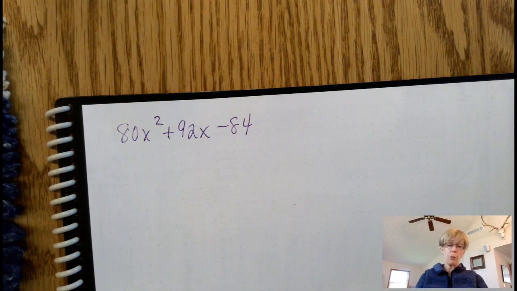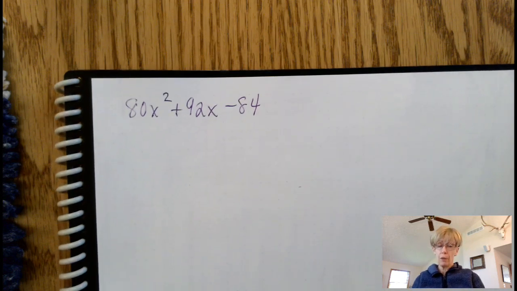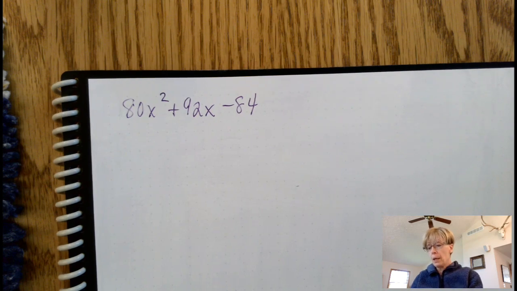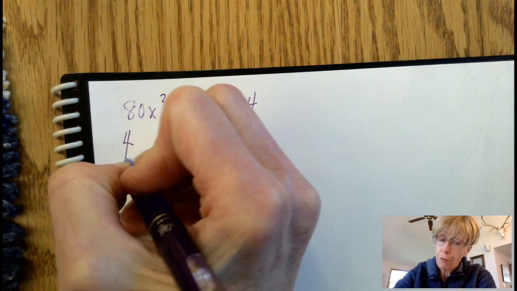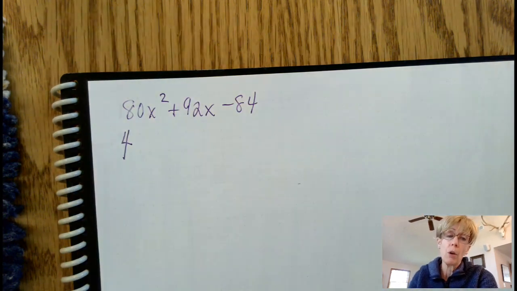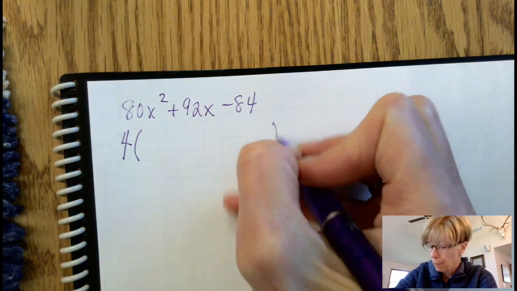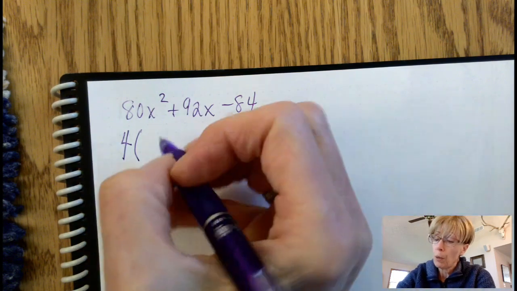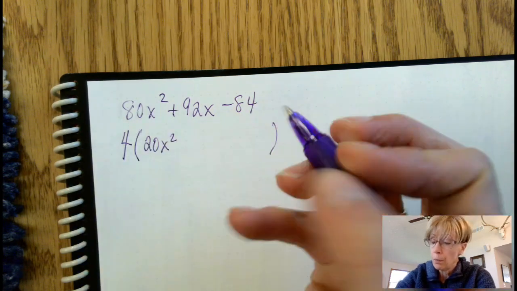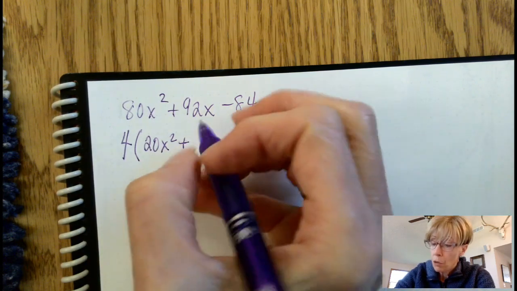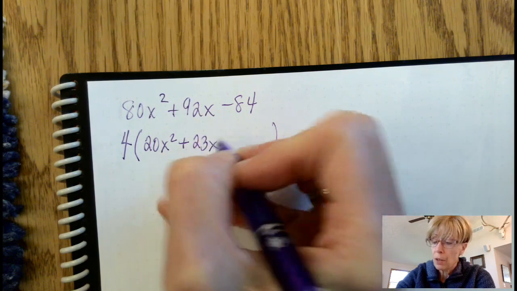So again, what we're going to do is factor, and when we're factoring, we should always ask ourselves, do we have a greatest common factor? I played around with it a little bit, and it turns out that 4 is the biggest number that divides into these numbers. When we factor out a 4, we're left with 20x squared plus 23x minus 21.